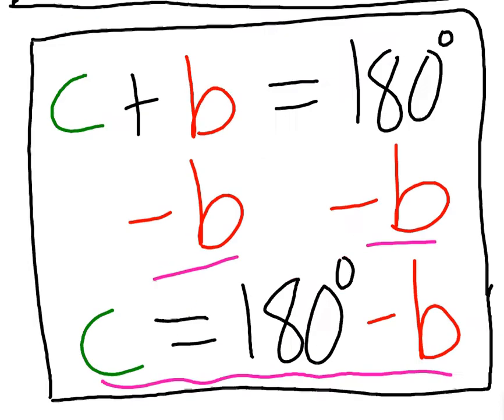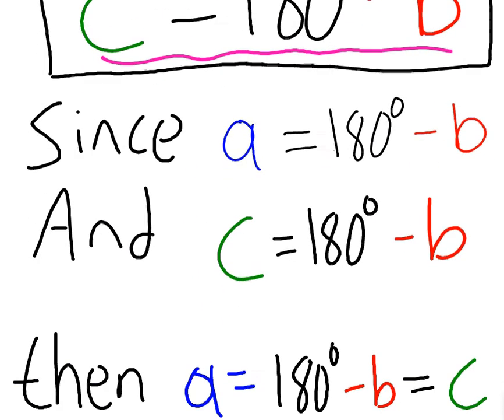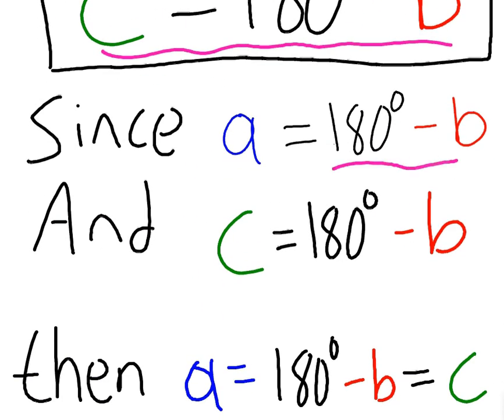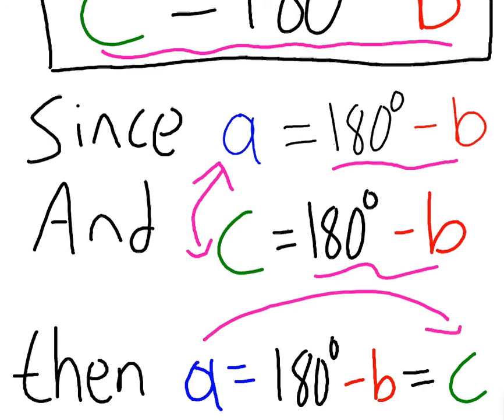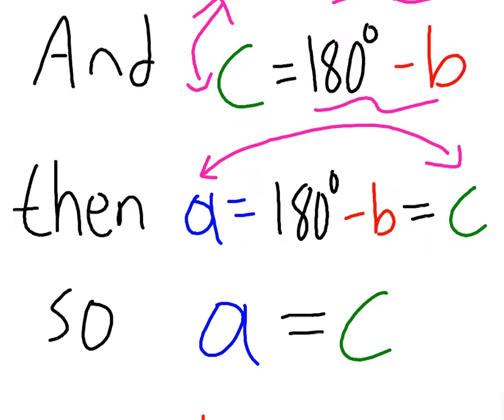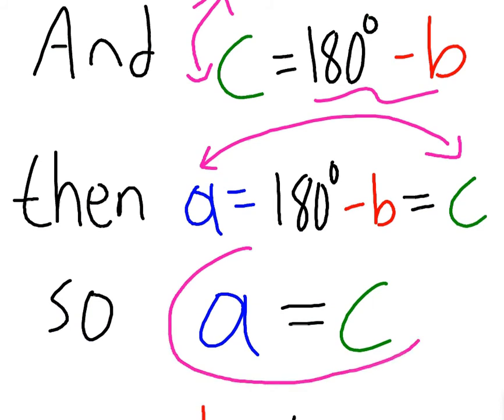They're equal. So here's how it works. If they're both equal to 180 minus B, then they must be equal to each other. In other words, A must be equal to C. Now the property we're using there is called the transitive property. Transition, right? 180 minus B is the transition from A to C. So therefore, and I will go back up so you can write this down, we can show that A is equal to C.